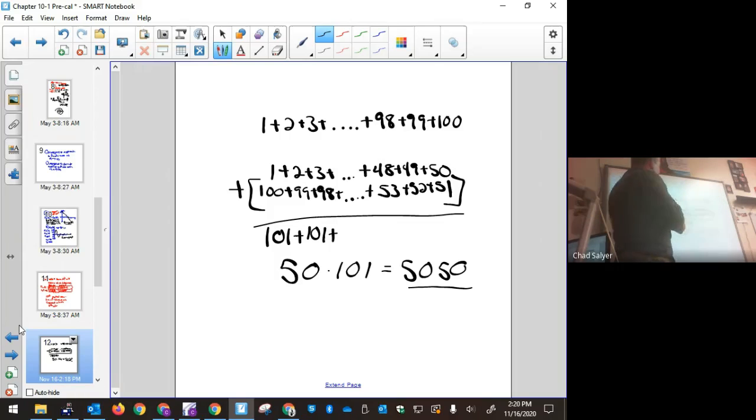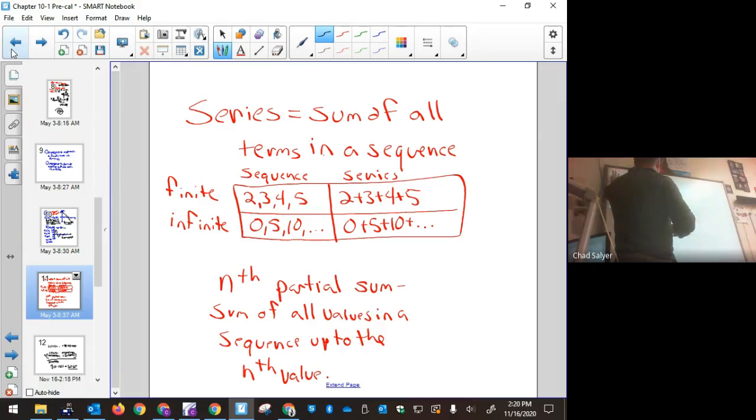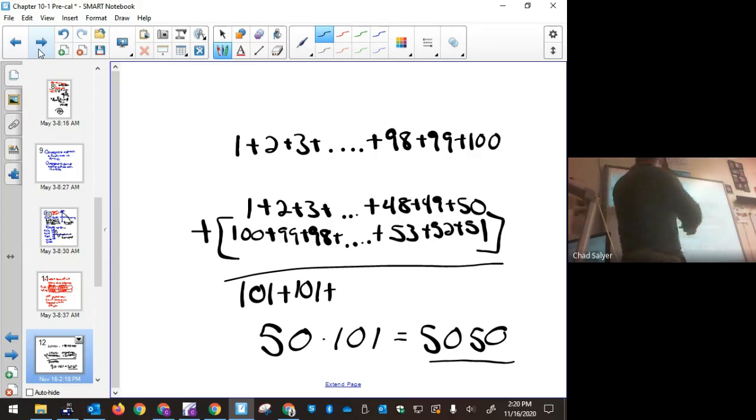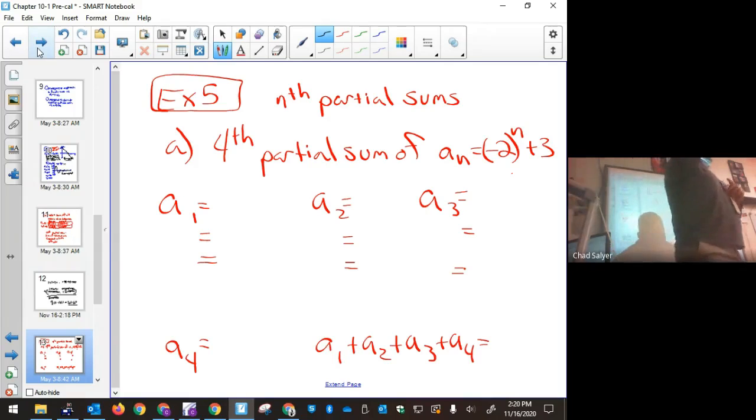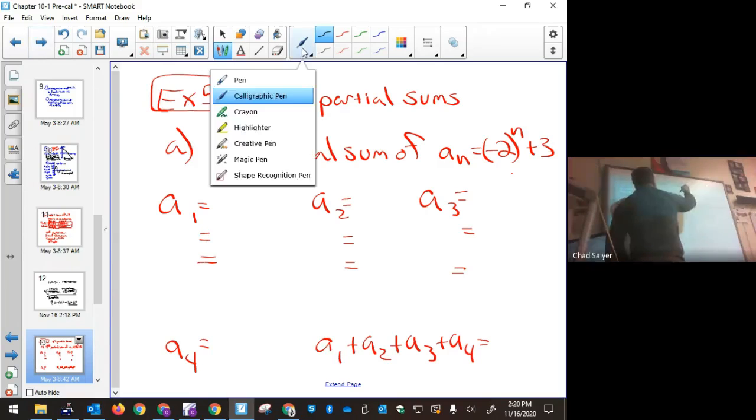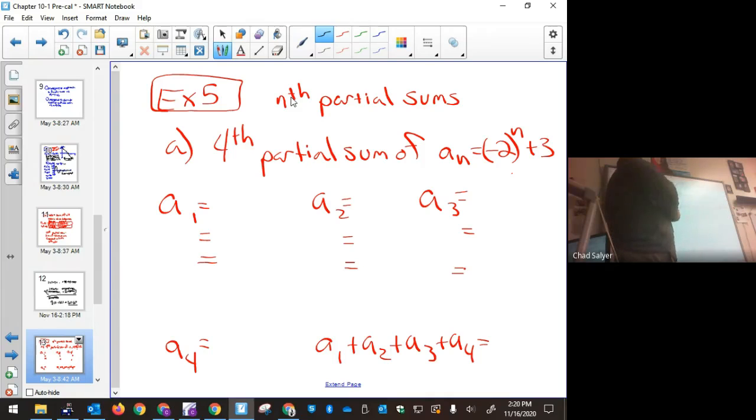Anyway, solving this problem using this method always struck me as a really interesting related thing to the series, because we're making a series of these, aren't we? Okay, so let's do some partial sums. So the fourth partial sum of a sub n equals -2 to the nth power plus 3. The fourth partial sum. So we need to find all the values up to that point to begin with. So let's find a sub 1. That's going to be negative 2 to the first power plus 3. So that's negative 2 plus 3, or 1.